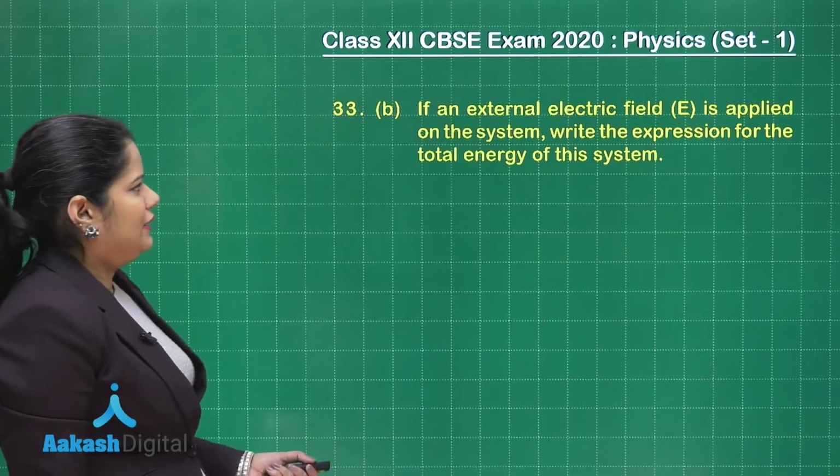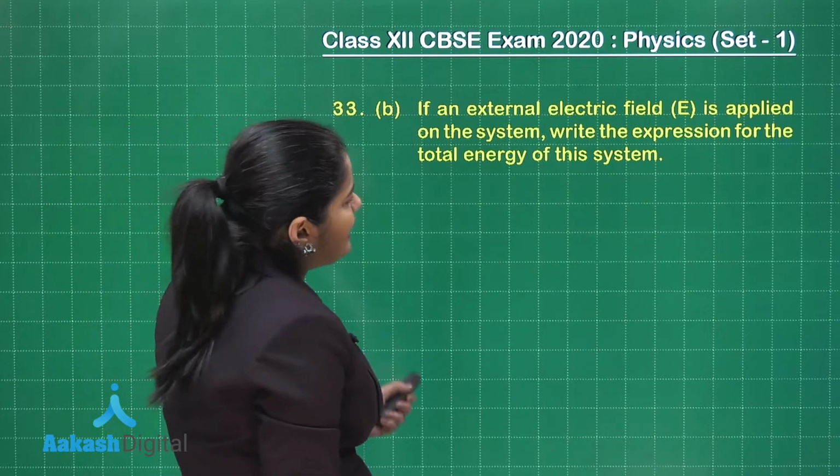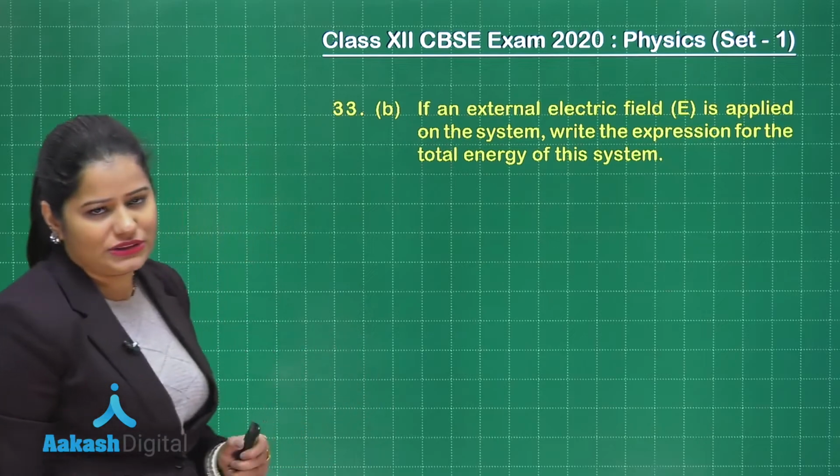In the B part, they are saying if an external electric field is applied on the system, write the expression for the total energy of the system.